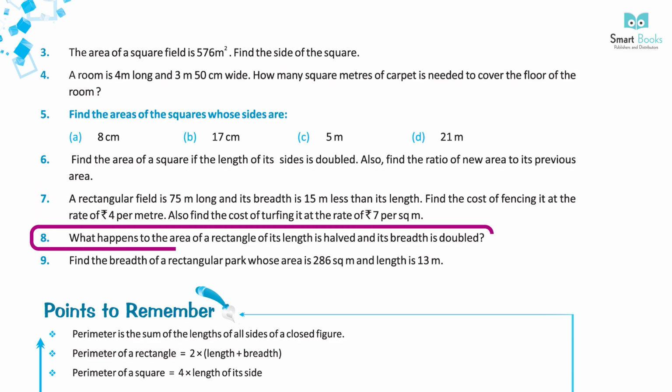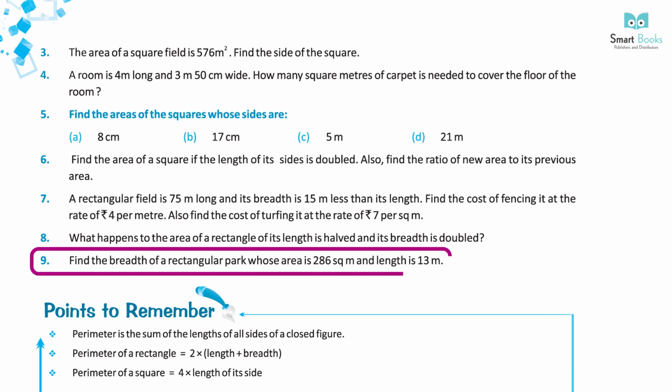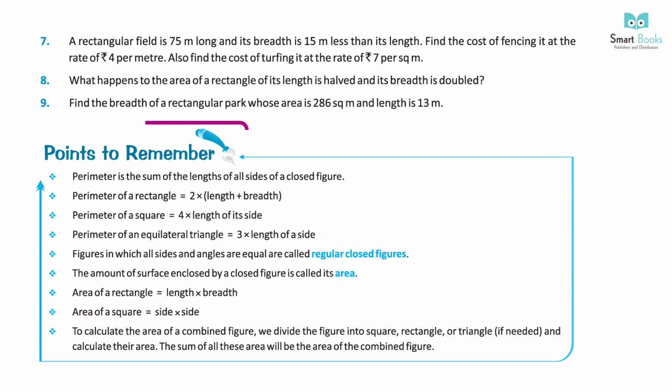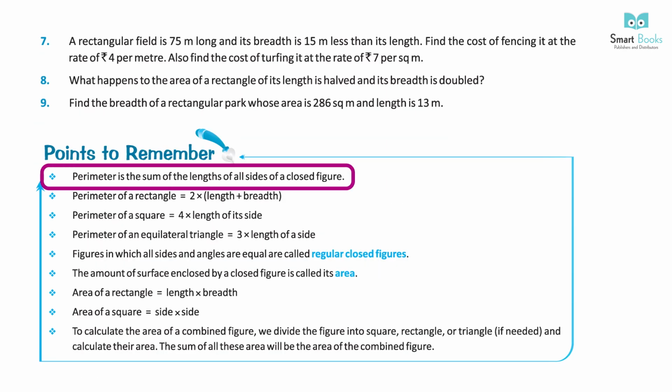Question 8. What happens to the area of a rectangle if its length is halved and its breadth is doubled? Solution: area will not be changed. Question 9. Find the breadth of a rectangular park whose area is 286 square meter and length is 13 meter. Solution: 22 meter.